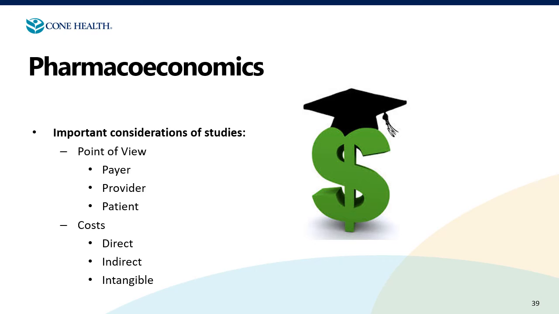So in our example, there are 3 main points of view that pharmacoeconomic studies can come from. The first being the payer. These are your insurance companies and your government payers, such as Medicare and Medicaid. They're going to look at the economic value of a treatment or a test a lot differently than a provider, someone who's taking care of the patient and providing the frontline care.